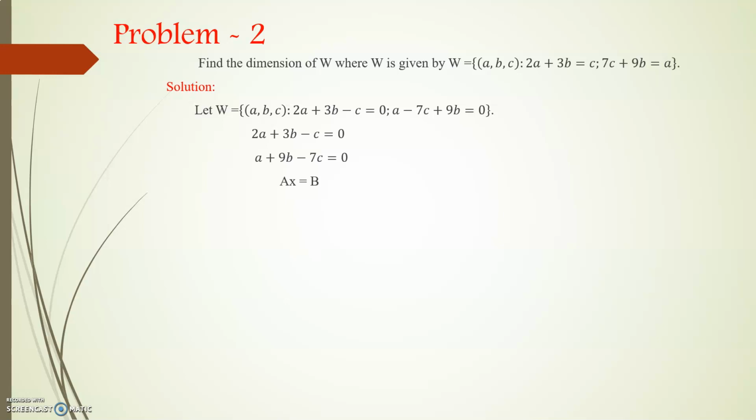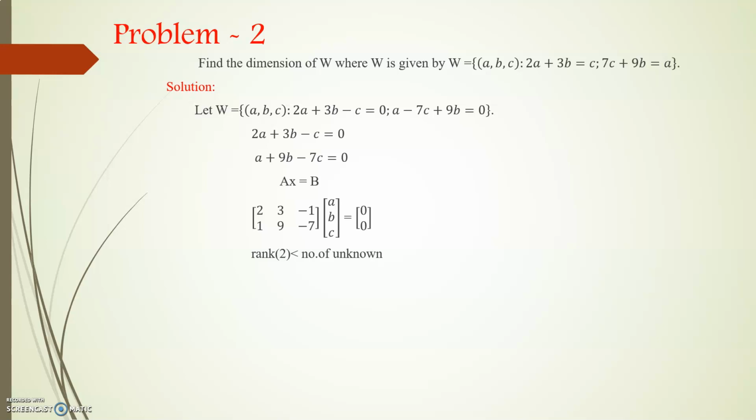This is of the form AX equals B. If we write it in matrix form, the A matrix is [2, 3, minus 1; 1, 9, minus 7], the X matrix is (a, b, c), and the B matrix is (0, 0). From this matrix, the rank is less than the number of unknowns. How do we find the rank of a matrix? If the determinant of the matrix is not equal to 0, then the rank is the order of the matrix.